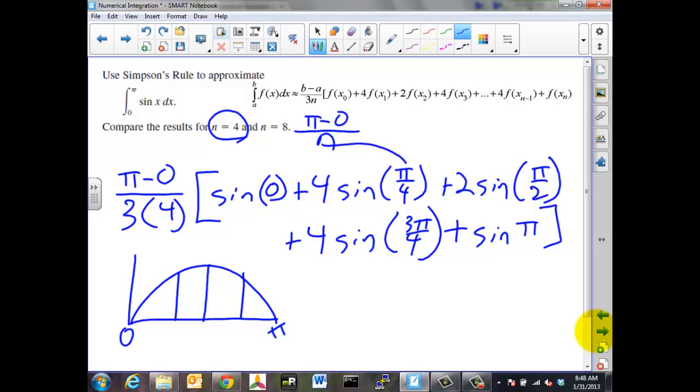Can you tell me what the answer should be approximately based on what we did a while ago? What answer did we get a while ago? 1.97 or something like that? Okay, so we would expect to get something around 1.97 again, okay? You can punch that on your calculator. I'm not going to take our time to do that.